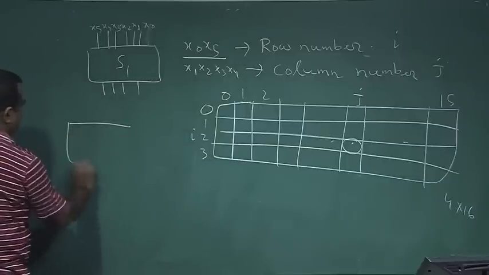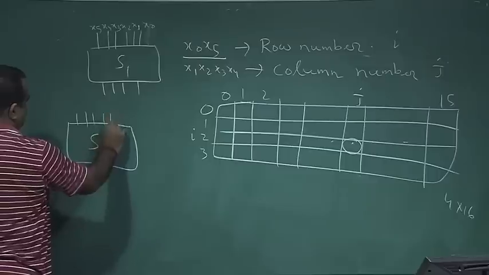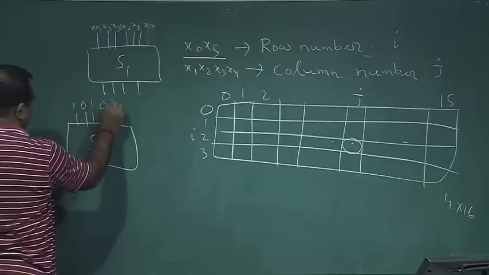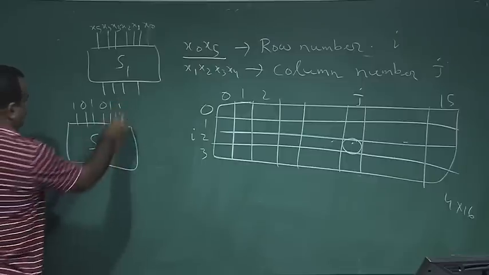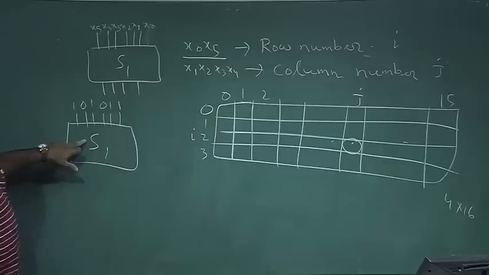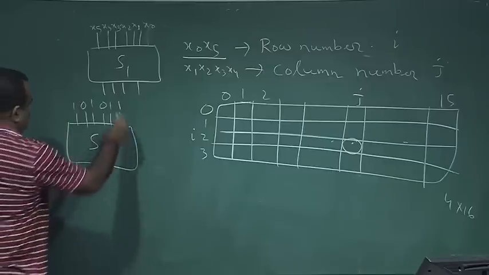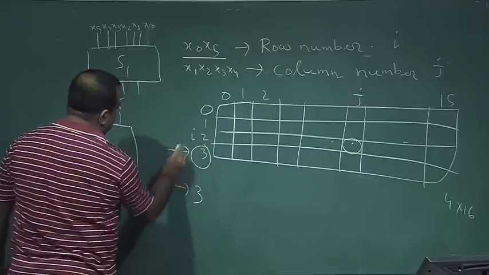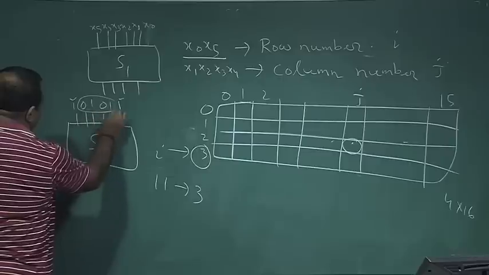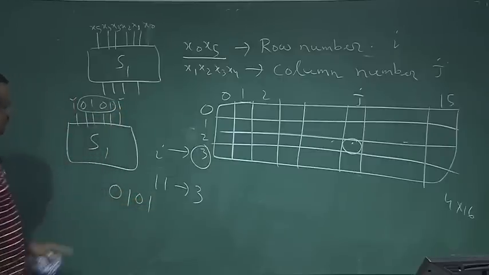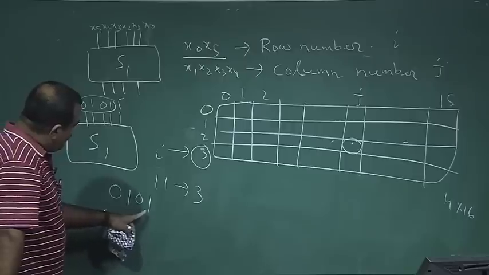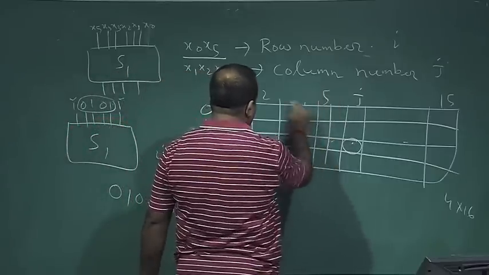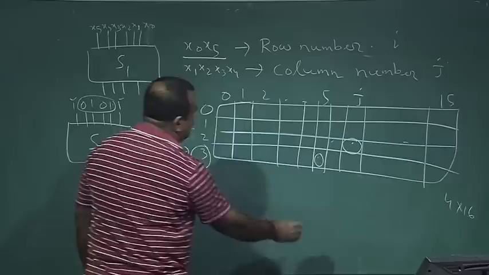Okay. Now, for example, for S1, suppose we want to get the output for this input, say 1 0 1 0 1 1. What is the output of S1 if the input is this? So, these 2 bits will denote the row number. 1 1 means 3. So, this is our i, the third row, and these bits are 0 1 1 0, which is basically 4 plus 1, so 5. So we have to go to this 5th position and get the value.